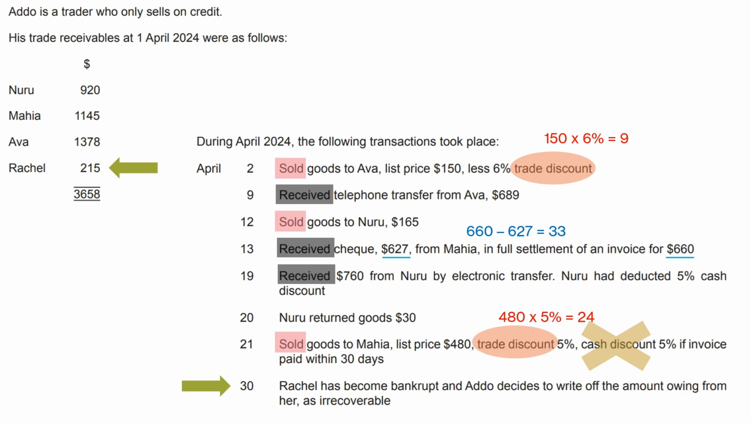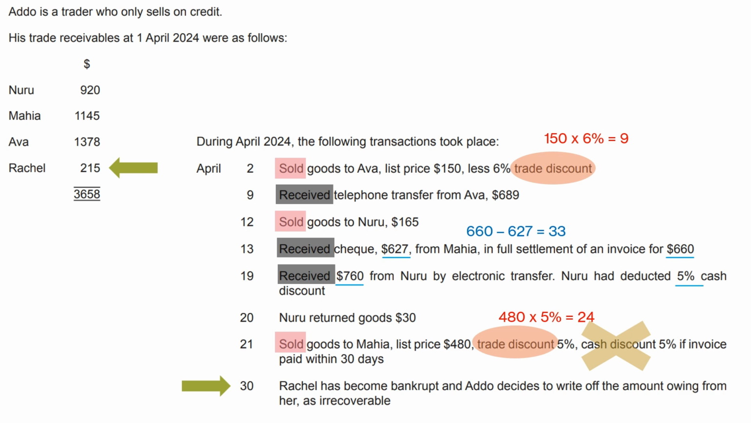And the next transaction, which was on the 19th of April, received $760 from Nuru by electronic transfer. So that was the cash received. But Nuru had deducted 5% cash discount. So there was a cash discount of 5% already deducted from the invoice price. So 760 is after deducting that cash discount. That means if the invoice price is 100%, 760 will be 95%. And the 5% will be the cash discount.